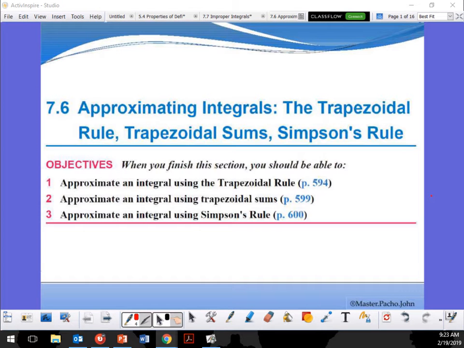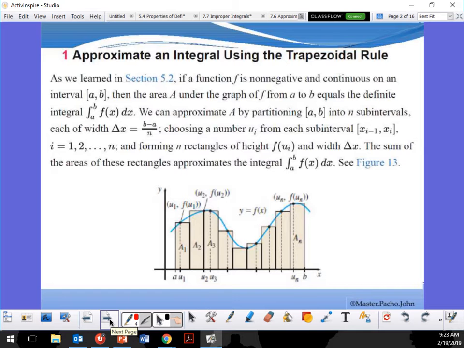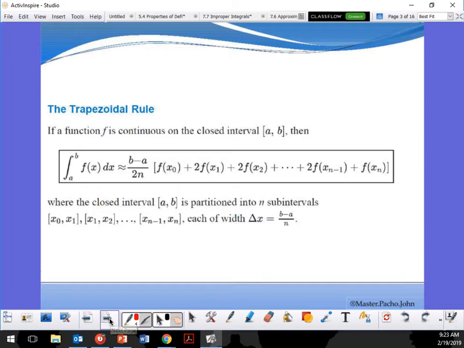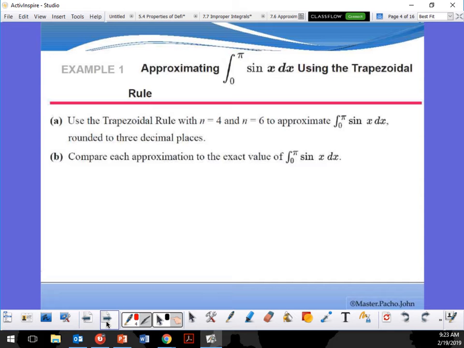Okay, so anyway. Alright, so 7.6, approximating integrals: trapezoid rule, trapezoid sum, Simpson's rule. This one should be pretty easy. I'm going to show you guys how to do this, and it's going to be pretty basic. Trapezoid rule, for a continuous function.